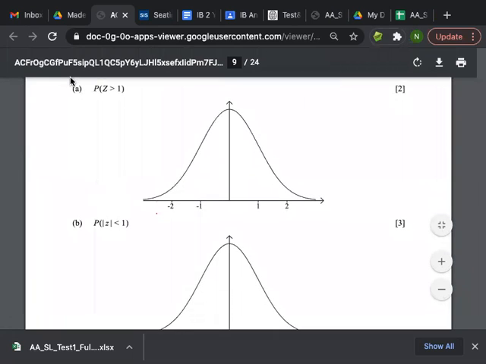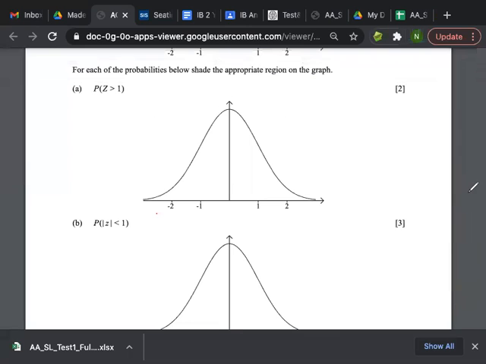It's just shading. The question here is, the first one is shaded greater than 1. So I find 1 and I shade where it's greater. I do love coloring. Okay, this is 5 marks.